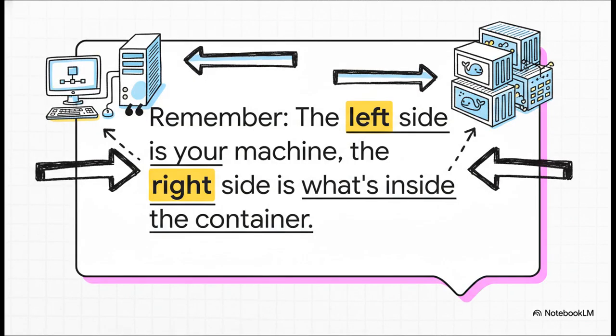So if you remember just one thing from this whole section, let it be this simple rule. When you're mapping ports, the number on the left side of the colon is always your machine. The number on the right side is always what's inside the container. Getting that right will save you so many headaches, trust me.